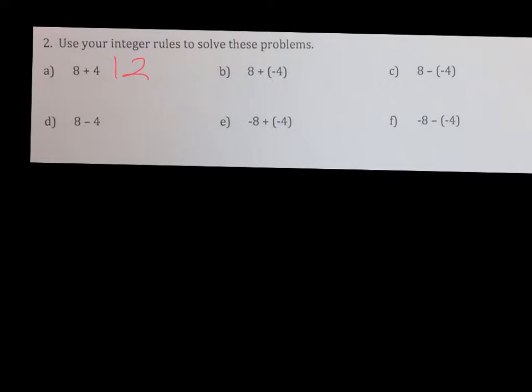And then letter B, now I've got 8 plus negative 4. Well, since I'm adding different signs, I'm going to subtract them, which is 4, and I have more positives, so my answer is positive 4.